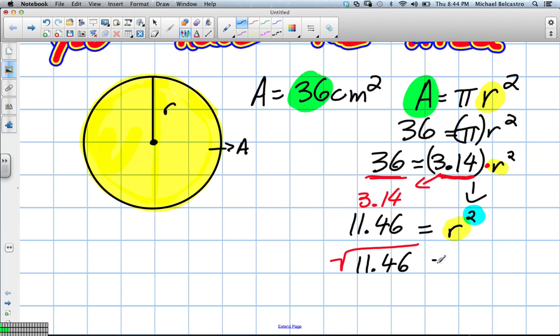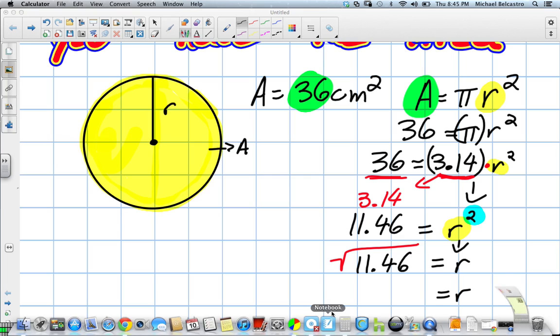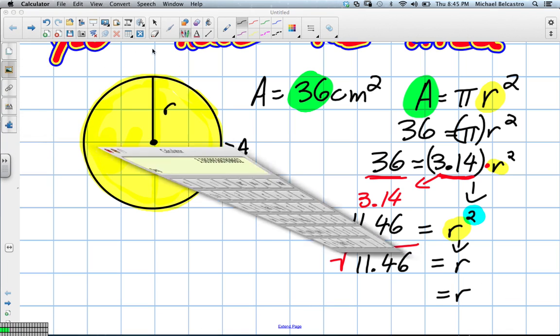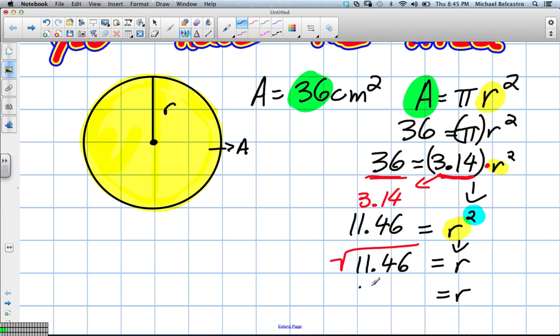11.46. Before you do that, what will be left on this side now that we're doing the square root? Just r, right? So r is going to be equal to what? 3.38. Great. 3.38 is our radius. So we've just figured out our radius.